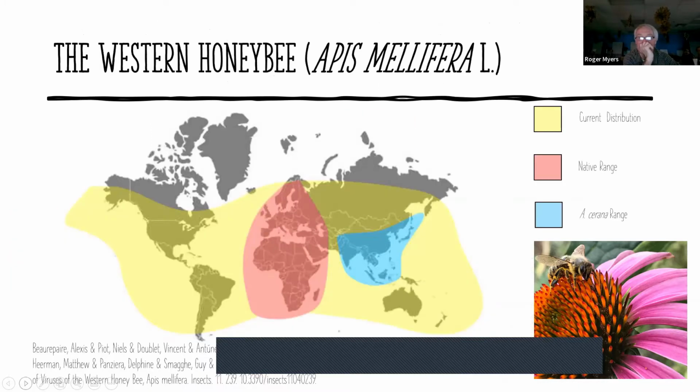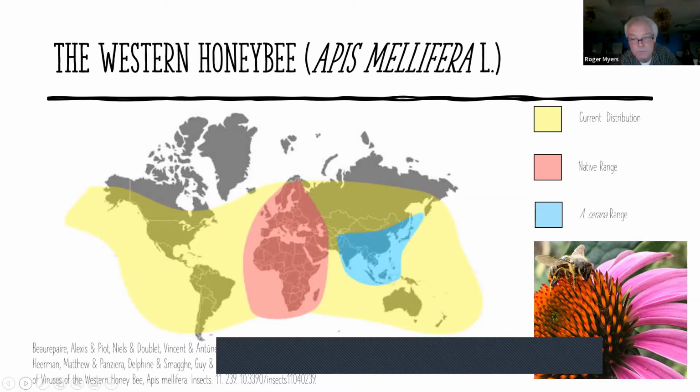The Western honeybee, Apis mellifera. What you've seen here is a map of its current distribution in yellow. Its native range is in red. And this is another species of honeybee that is actually kept in parts of Asia, Apis cerana. But does anybody notice something unique or different? Specifically, look towards one hemisphere of the world.